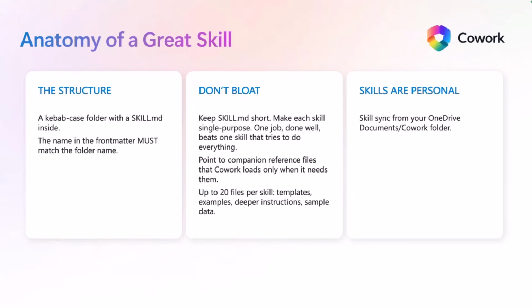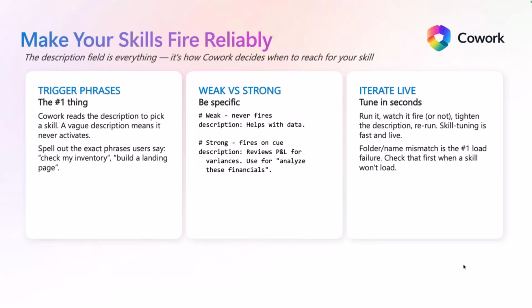And the thing some people don't realize you can do with these skills is they can have companion reference files that Cowork only loads when it really needs to use them. So you can have 20 different files per skill. If you're building a skill to help you with building PowerPoint decks, it can have templates that it needs to reference of what you want that to look like, whether it's your company brand standard, deeper instructions, sample data, and things like that. So those are some use cases there.